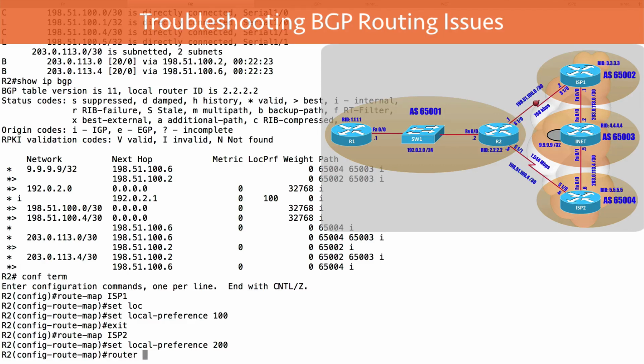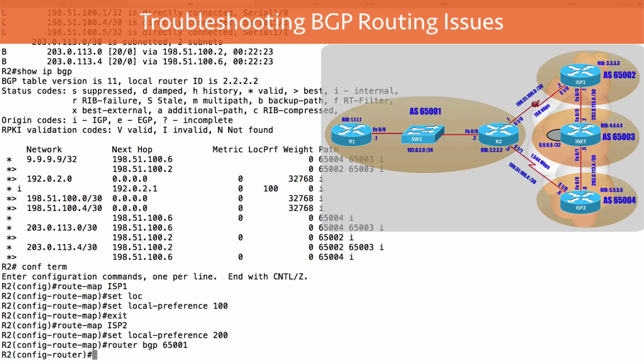Let's go into router BGP configuration mode for our autonomous system of 65,001. And let's give the neighbor statement for ISP1. I'll say neighbor, and the IP address is 198.51.100.2. And to that neighbor, I want to apply the route map of ISP1. And I want to apply that in the inbound direction. In other words, as I learn routes from that neighbor, I want to apply the ISP1 route map, which is going to assign those routes a local preference of 100.